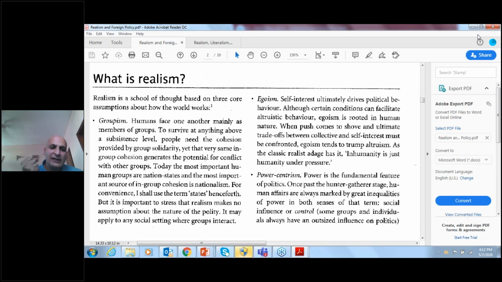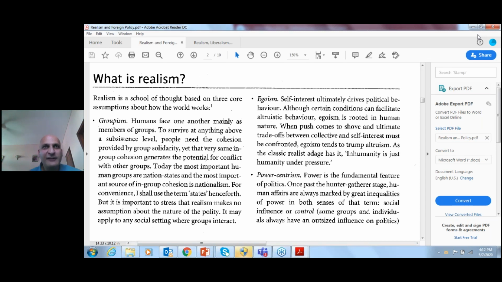Because, for example, today the most important groups are nation states. And what they use for cohesion is something called nationalism, a feeling that they generate. Now, these groups will automatically come in conflict with other groups. Why? So there are various theories within realism which give you an answer for that.